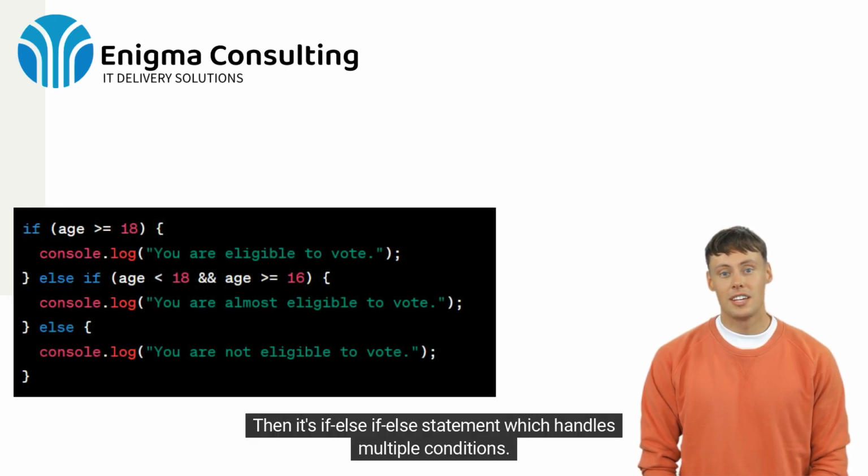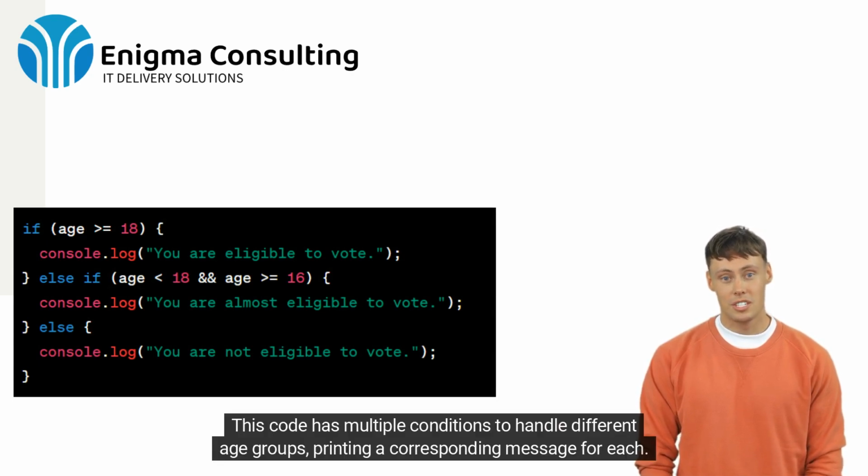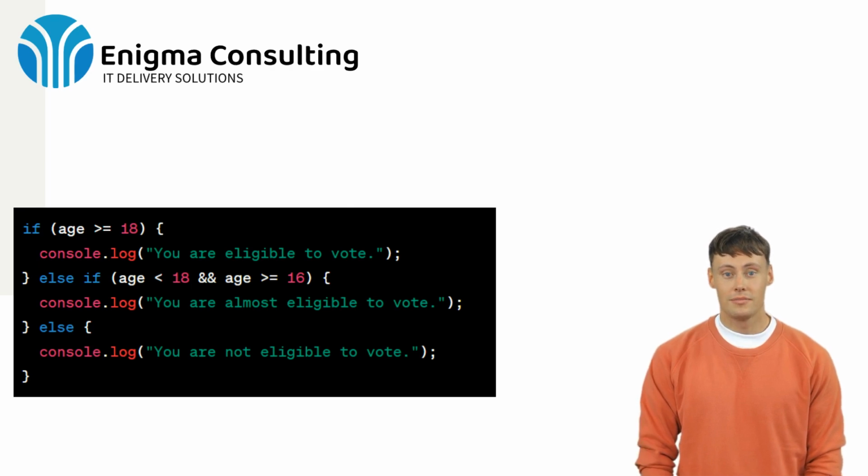Then there's the else-if statement, which handles multiple conditions. This code has multiple conditions to handle different age groups, printing a corresponding message for each.